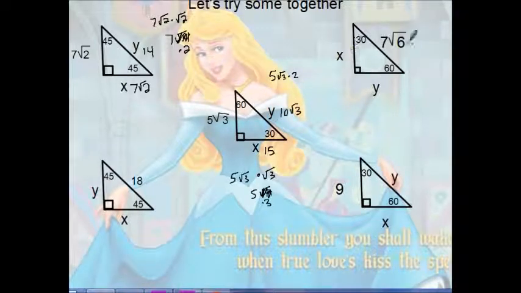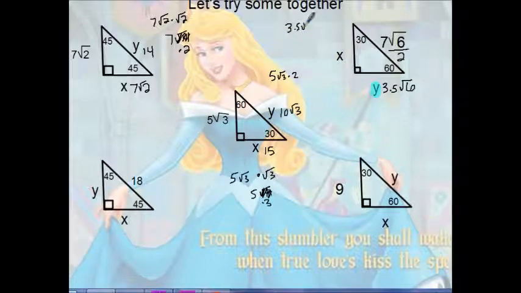For my third one, I'm missing that 30 side, so that's my first objective. So let's think. To get from my 90 side back to my 30 side, I divide by 2. So let's do that. 7 divided by 2 is 3.5 root 6. And to get from my 30 side to my 60 side, I times it by root 3.